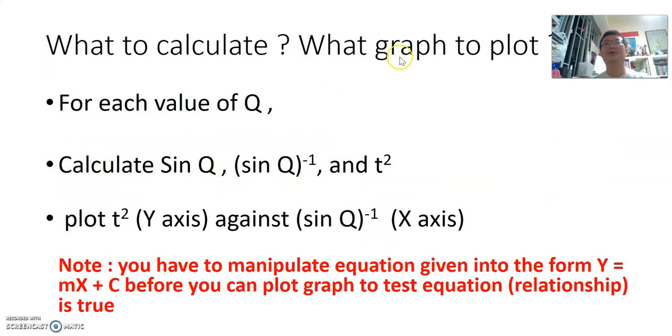Now what to calculate? What graph to plot? For each value of q, calculate sine q, 1 over sine q, which is the inverse, and t squared, so that we plot t squared against 1 over sine q. Note that you have to manipulate the equation into y equals mx plus c format before you can test the equation, because only y equals mx plus c will give you a straight line. If it's a curve, we are unable to conclude whether it's true or not, because there are many types of curve: exponential, quadratic, power curve. So this is another mark, the 4th mark.